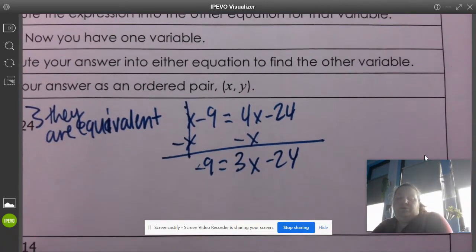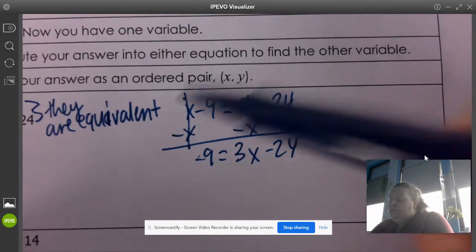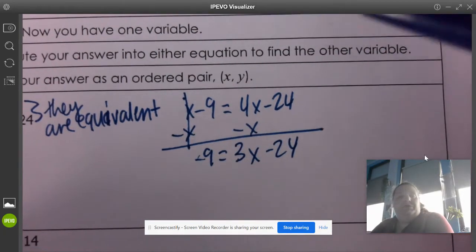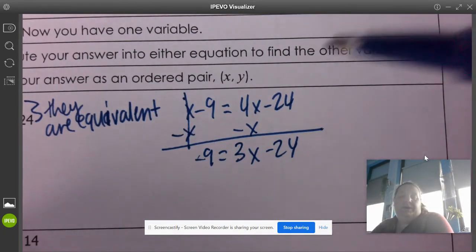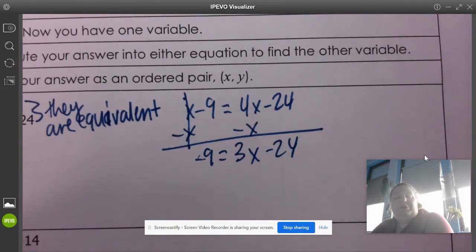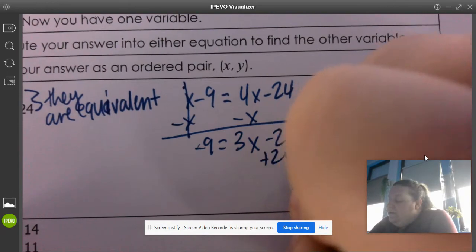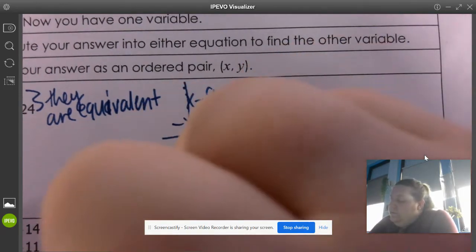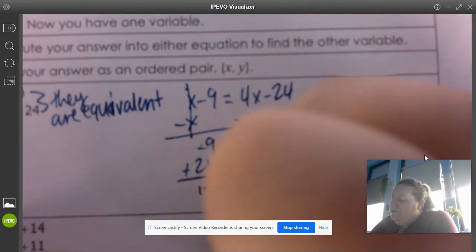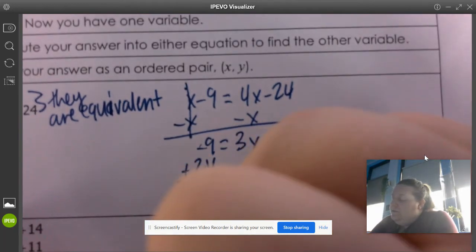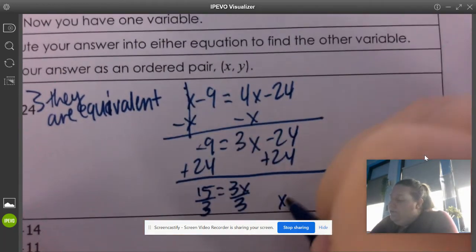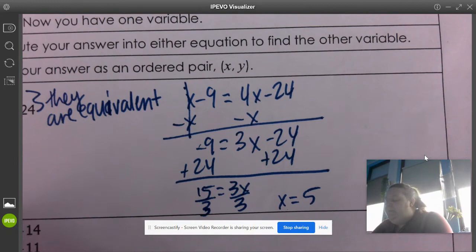So now I'm just down to a two-step, okay? So once again, we subtracted x from both sides because what we do to one side, we do to the other. We want to keep it balanced, but I can't have variables on both sides or I can't solve this. So now I'm going to finish solving. So this is 15 equals 3x divided by 3 and x equals 5, okay?